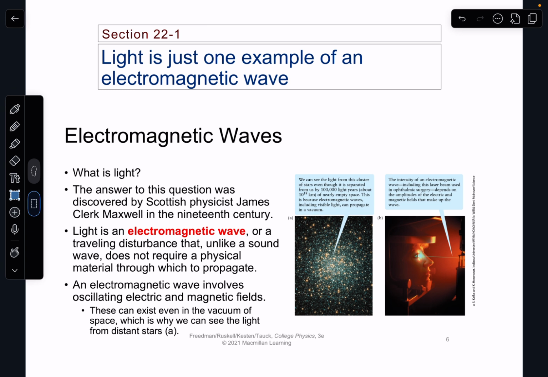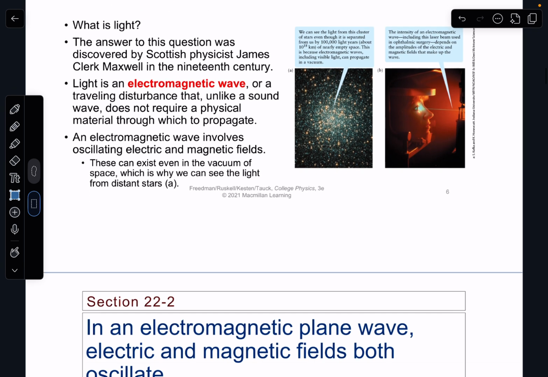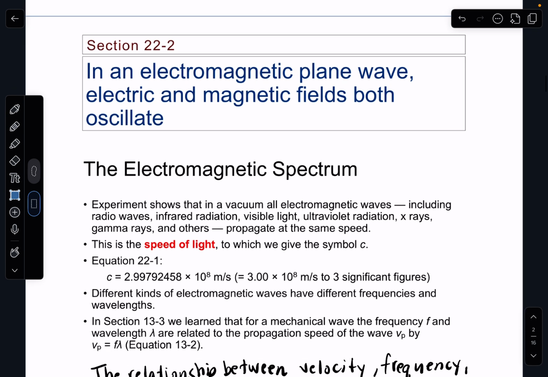And so what is an electromagnetic wave? Well, it involves what we've been learning about. It involves electric and magnetic fields that are oscillating. And the amplitude of the electric and magnetic fields is what is being disturbed in space, and that is traveling through the space. So we're going to talk about a little bit of math. Well, first, before we get into the math, we're going to talk about the electromagnetic spectrum as a whole.